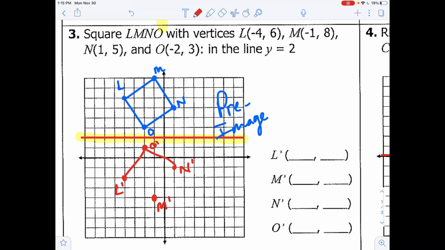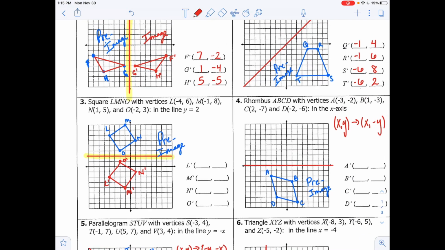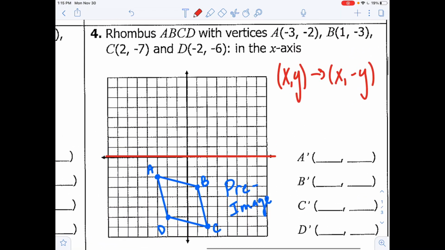And I could draw my square, or I guess it is a square. I could draw my square, and then I could find my vertices just looking at my picture. I'd like you to try number 4 on your own. So pause the video, use your rule, and then unpause it, check your work.